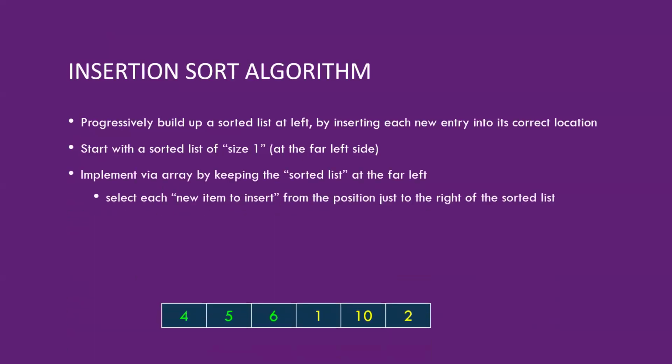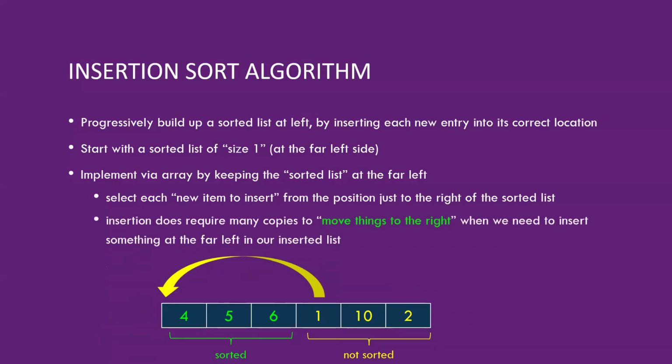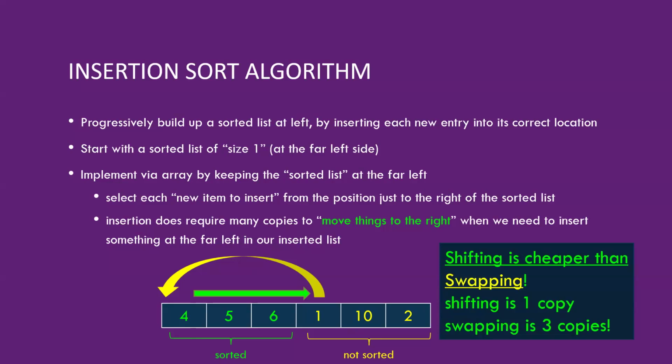Remember that insertion sort progressively builds up the sorted side by figuring out where the 1 goes and shifting things to the right as necessary. So insertion sort shifts, it doesn't swap, okay? And our sorted side grows by 1, and of course the unsorted side shrinks, okay? So that's the hallmark of an insertion sort, that shifting to the right thing, okay?